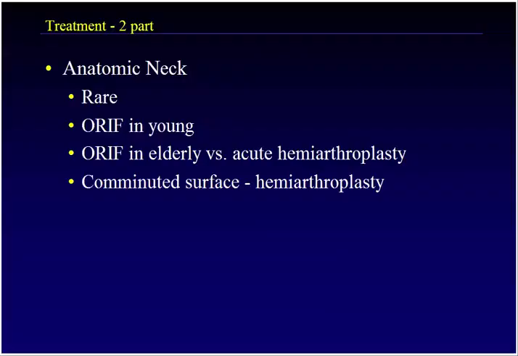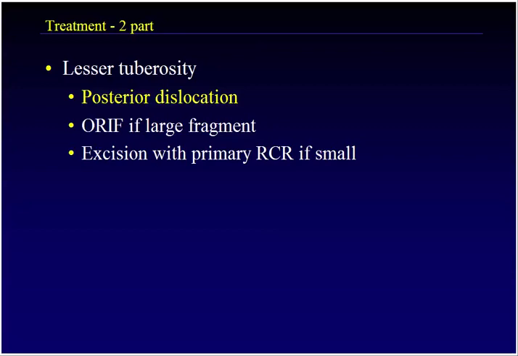For 2-part fractures involving the lesser tuberosity, again, think about the possibility of a concomitant posterior shoulder dislocation. Again, an isolated lesser tuberosity fracture is a posterior shoulder dislocation until you prove that it's not. If you have a large fragment, you can treat that with ORIF. If you have a very small fragment, you can excise it and do a primary rotator cuff repair.